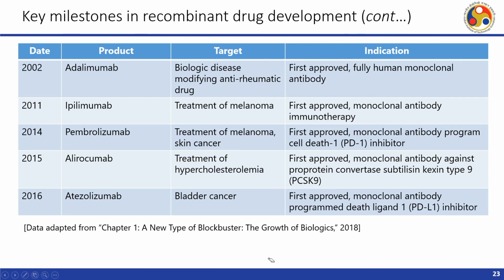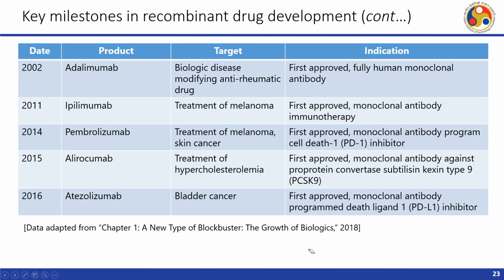So, we have then ipilimumab, which is the first approved monoclonal antibody immunotherapy. Then we have pembrolizumab, which is a treatment of melanoma skin cancer, and it is the first approved monoclonal antibody programmed cell death 1 PD-1 inhibitor. Then we have alirocumab, which is a treatment for hypercholesterolemia. This is the first approved monoclonal antibody against proprotein convertase subtilisin kexin type 9.